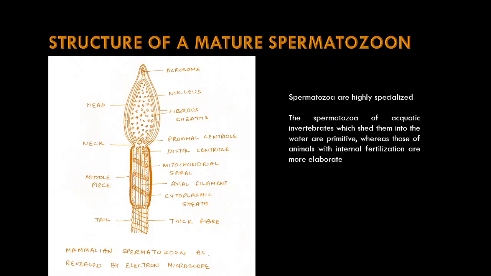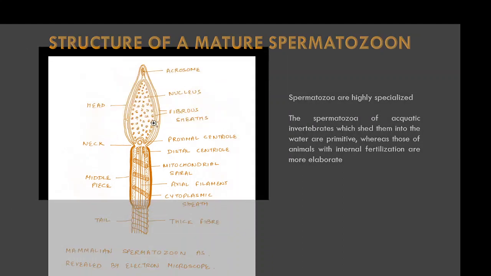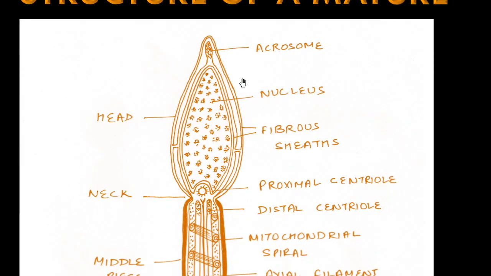So let's talk about the structure of a mature spermatozoon. Now spermatozoa are highly specialized. The spermatozoa of aquatic invertebrates which shed them to the water are primitive, whereas those of animals with internal fertilization are quite elaborate. Now let's look at this diagram of the mature spermatozoon. As you can see, outside it is covered by a thin plasma membrane.